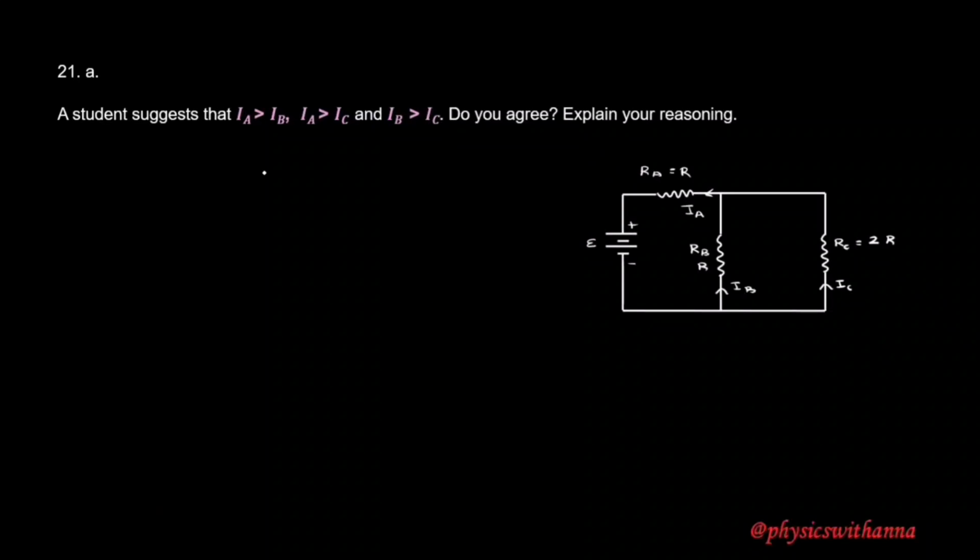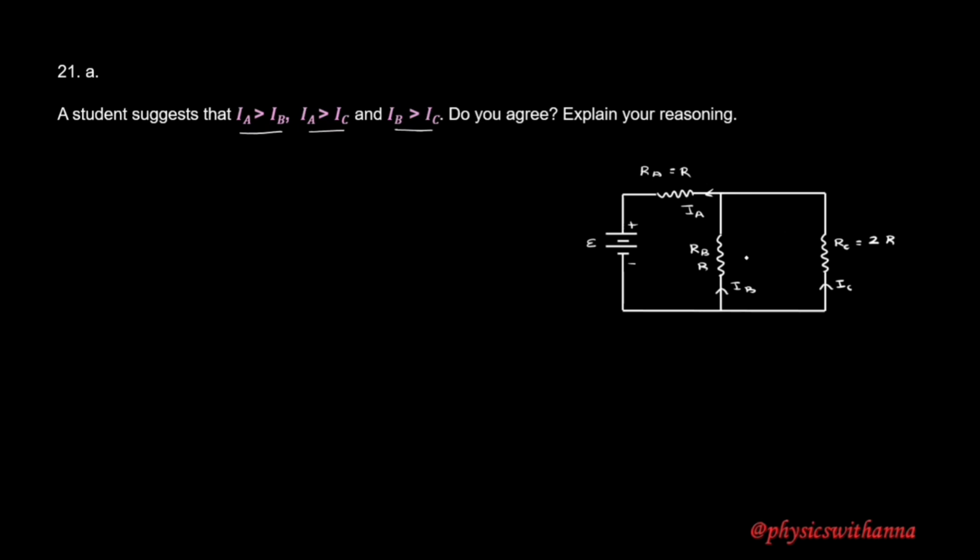Question 21a. A student suggests that IA is greater than IB, IA is greater than IC, and IB is greater than IC. Do you agree? Explain your reasoning.